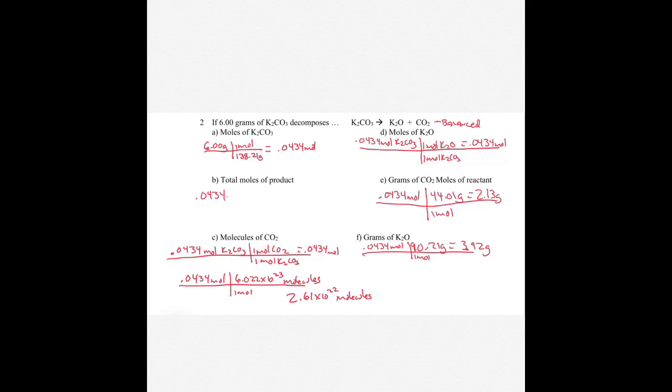And then our total moles of our product will be the moles of each of the products, K2O and CO2. So it's 0.0434 moles plus 0.0434 moles, and that's 0.0868 moles. Moles are not conserved, mass is.